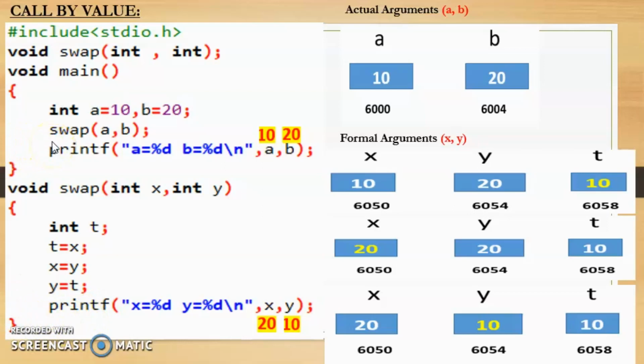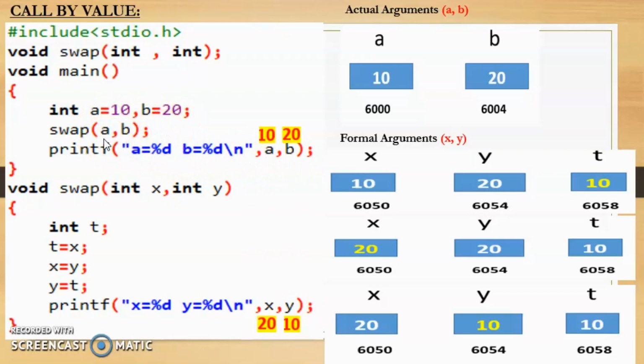Now inside this main function, this function call, that is this statement, has already been executed. So now it will execute this printf statement. So over here it will print a and b values. Now this a and b are the actual parameters. These are the actual parameters because they are written inside the function call or the calling function.